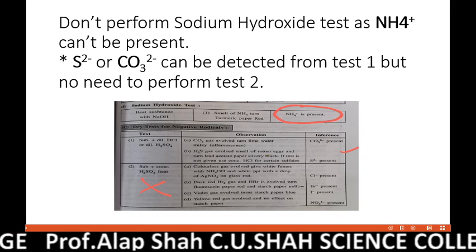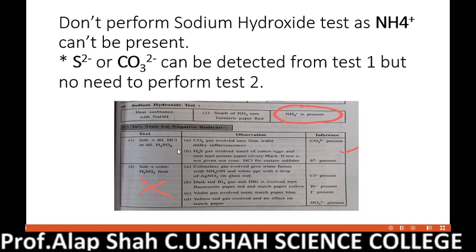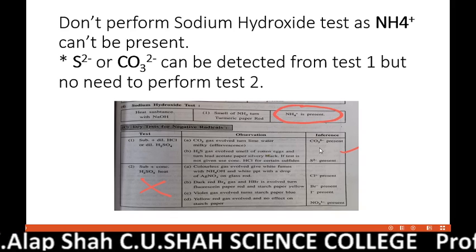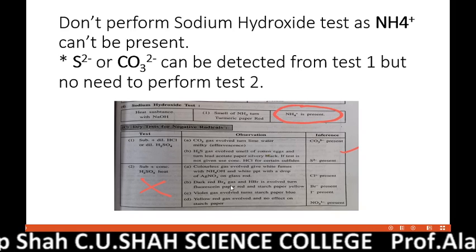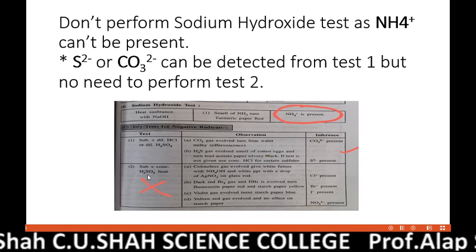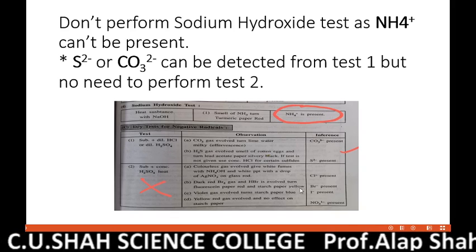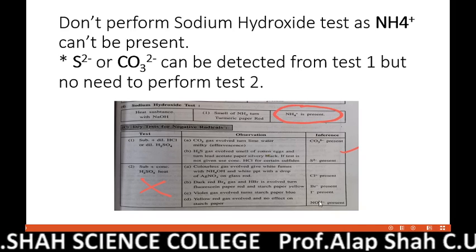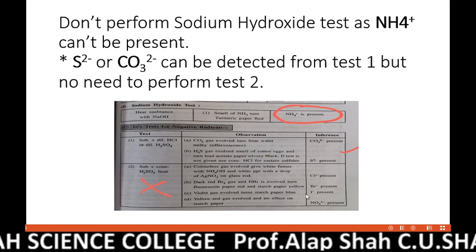Then whenever you reach at dry test of negative ion, first test you should perform, action of dilute HCl, because carbonate or sulfide will be detected from this. But next test, second one, you can see that action of concentrated sulfuric acid. Now that test is for the Cl minus, Br minus, I minus and NO3 minus. So these ions cannot be present.